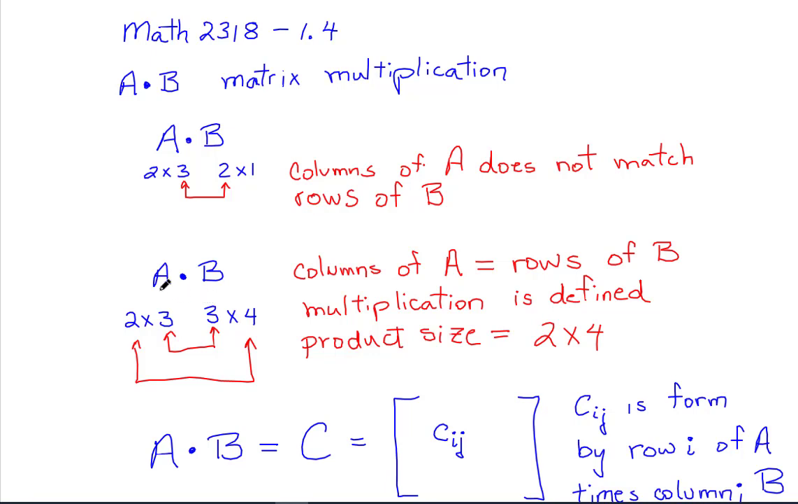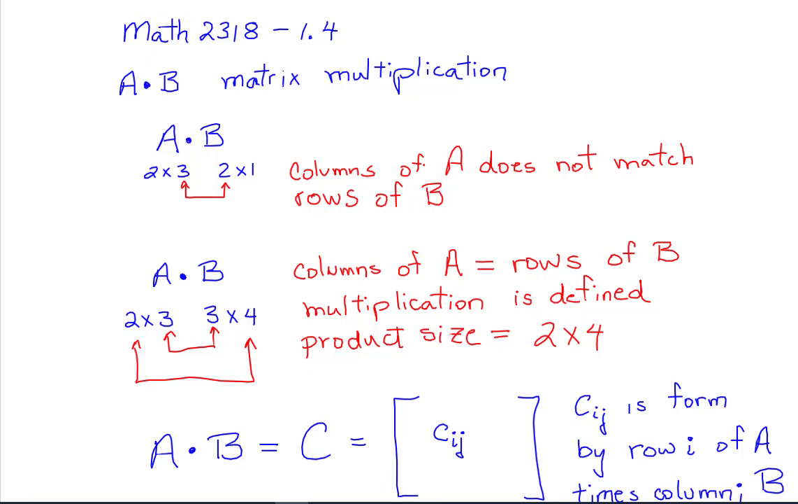So what about if I had A times B and A was 2 by 3 and B happened to be 3 by 4? Well, notice the columns and the rows match up, so the multiplication is possible. Next, what's the size of the answer going to be? The size of the answer is going to be the outside numbers, meaning the product size would be 2 by 4. Alright, so now we know when the multiplication is defined.